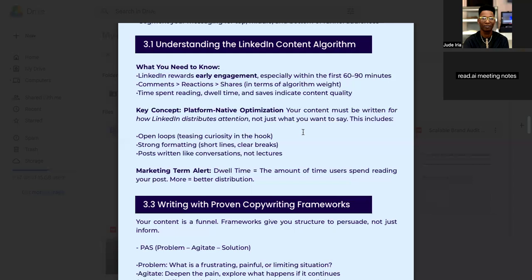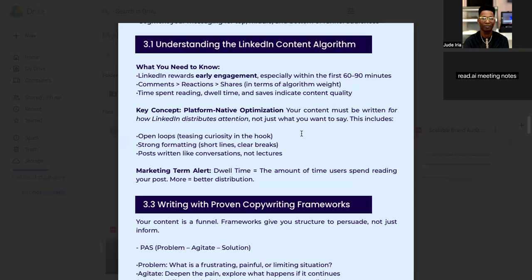Your content must be written for how LinkedIn distributes attention, not just what you want to say. And this includes open loops, testing curiosity in the hook, strong formatting, which is short lines, clear breaks, and the likes of that. Then posts written like conversation, not lectures. That is something you should definitely know. Open loops, testing their curiosity. That's the headline of your post. Whatever you want to post, what is the first thing they are going to see?